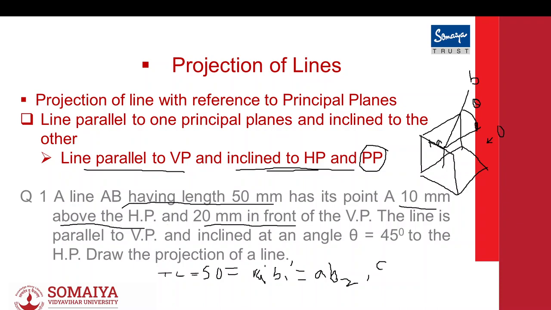So what we can interpret: in front of VP is a below-HP distance, and above HP we will get it on the vertical plane. So we can interpret A dash is 10 mm above the XY, correct? Getting this? Okay. So this is A dash is 10 mm above XY, right? And we can write it down, A is below XY, how much? 20. Okay. Now, theta is 45 degree.